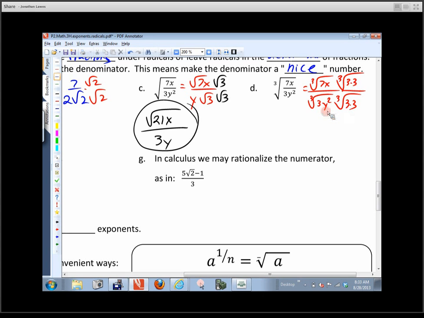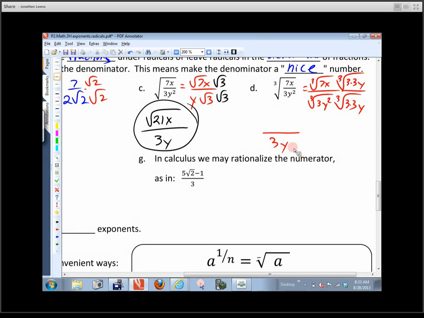If I have 2 y's and I need 3 altogether in order to simplify, how many more y's do I need? I need 1. So on the bottom, let's take a look. 1, 2, 3. 3 3's, I can take that out. How many y's do I have now? 3, so I can take that out.